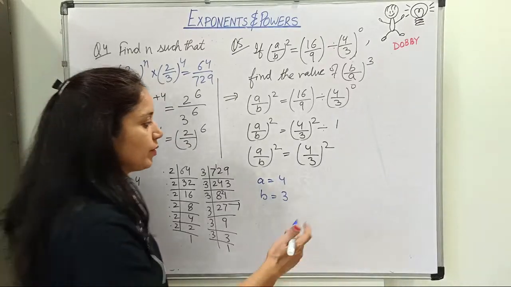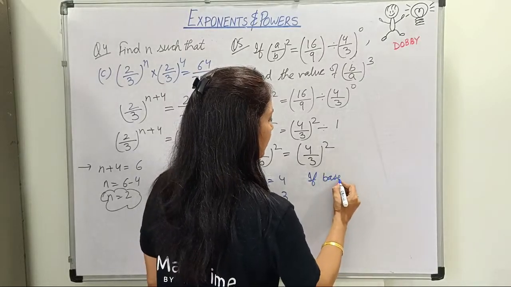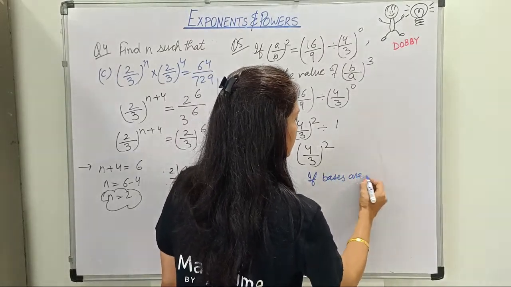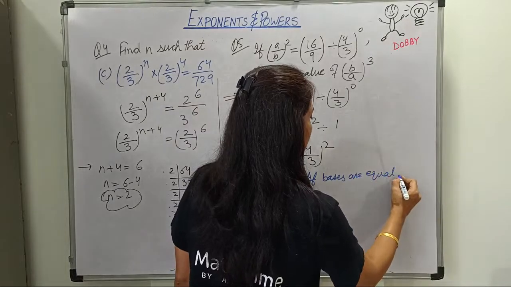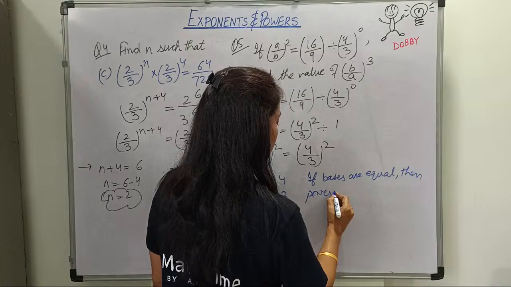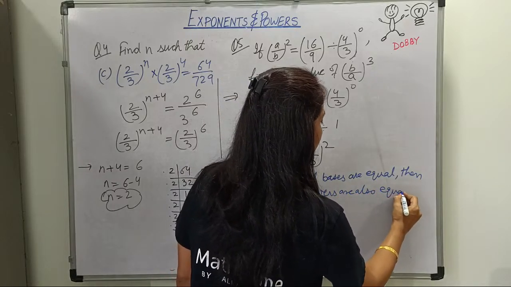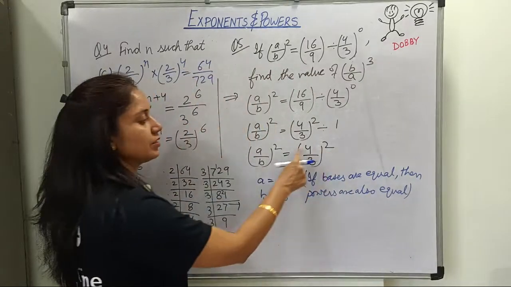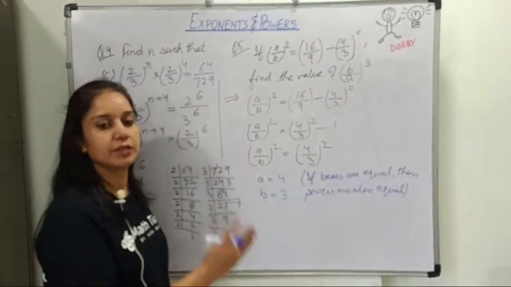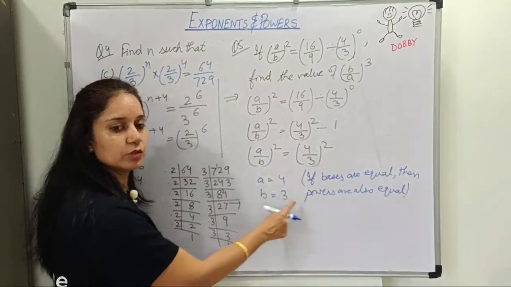Reason? Yes, we have to mention the reason. If bases are equal, every time we have to mention bases are equal, then powers are also equal. The reverse of this we have applied, that powers are equal, so bases are equal. The reverse of this we have applied. So A equals to 4, B equals to 3 we got.